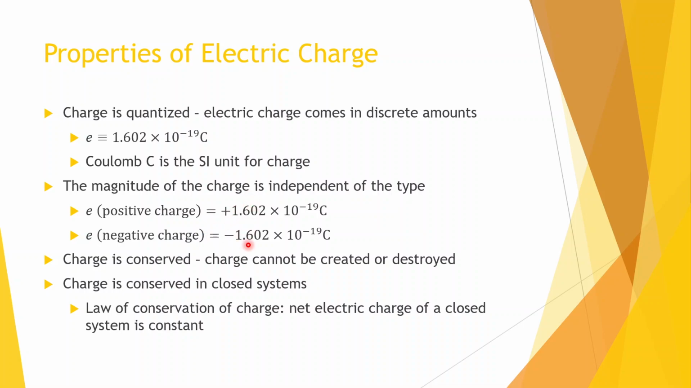Makes sense. We should also note that charge is conserved. It cannot be created or destroyed. And charge is also conserved in closed systems. So we have a law of conservation of charge, and this tells us that the net electric charge of a closed system is constant.